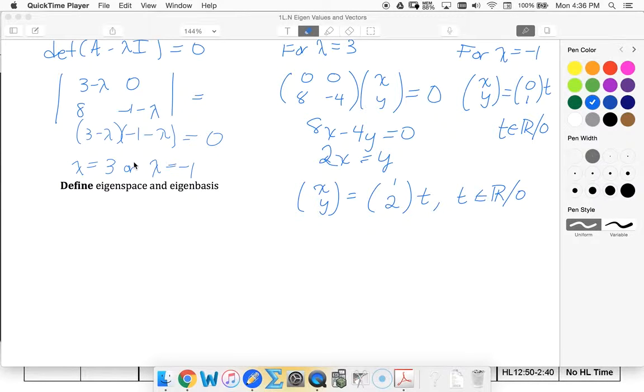All right, so you'll notice that in the previous example, we were solving for a homogeneous equation equal to 0, which means really what we were finding was the null space. Well, for eigenvectors and eigenvalues, we call the null space the eigenspace.